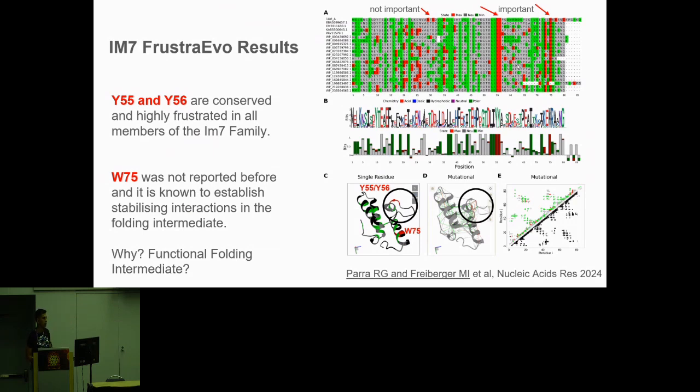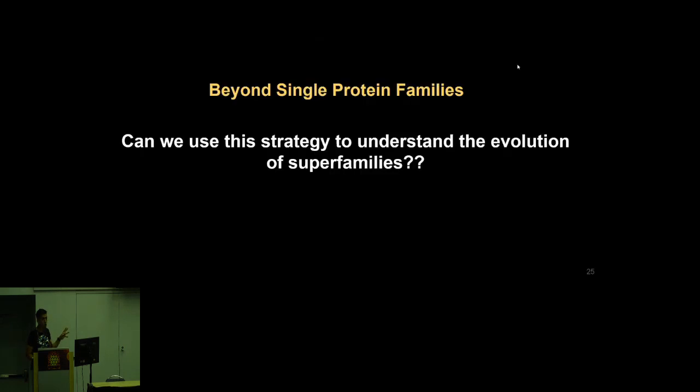And the question we had when we were writing the paper is, but wait, wasn't this intermediate in folding something undesirable and a consequence of the binding sites that were highly frustrated? So the question was, maybe the intermediate is functional itself. We didn't have an answer to this question, but we wanted to show how FrustraEvo can be used to pose and to create new hypotheses about the functional consequences of a given protein. So all good so far.